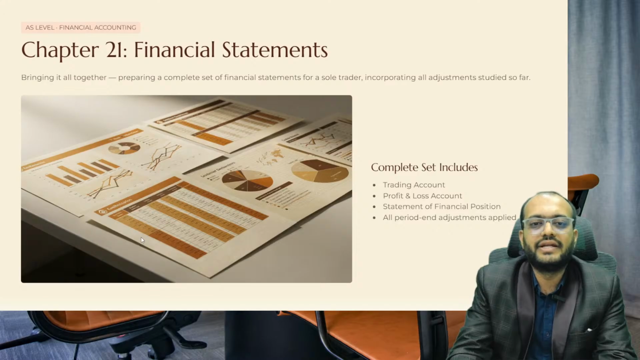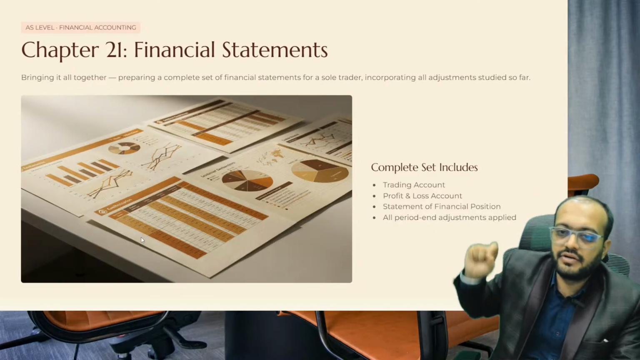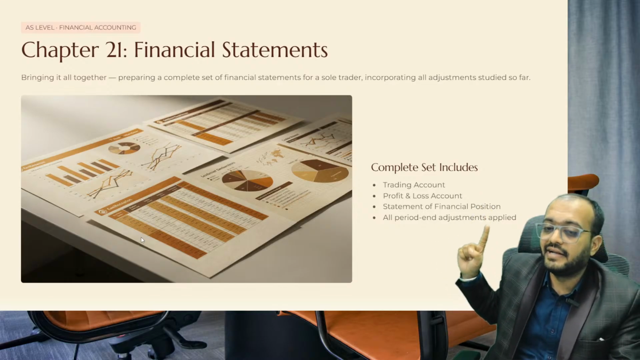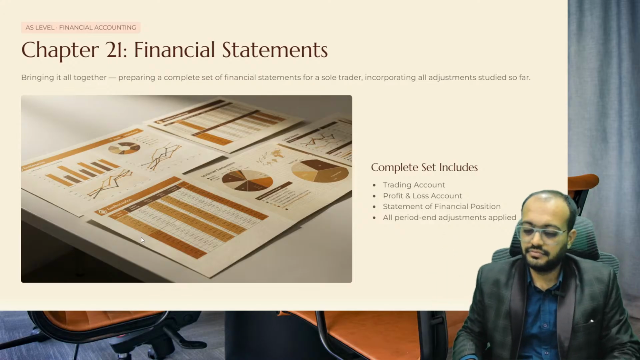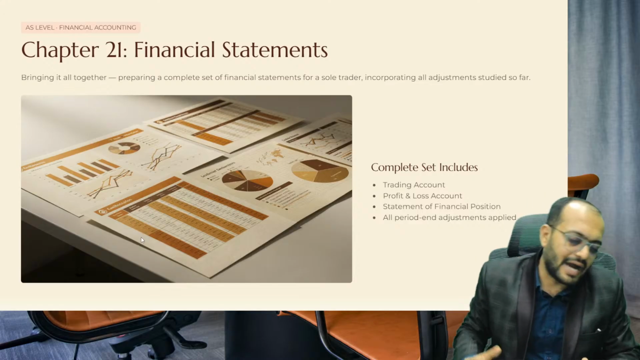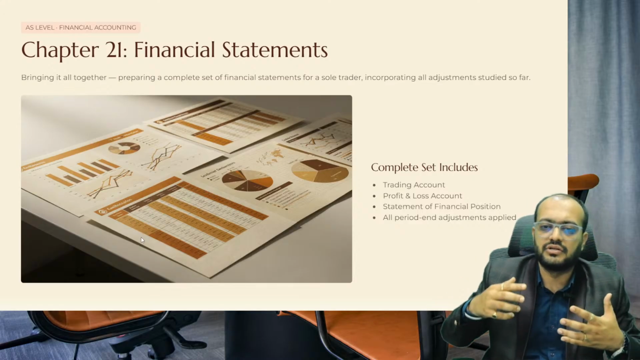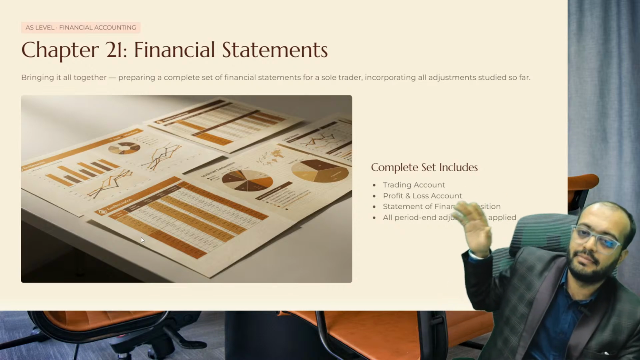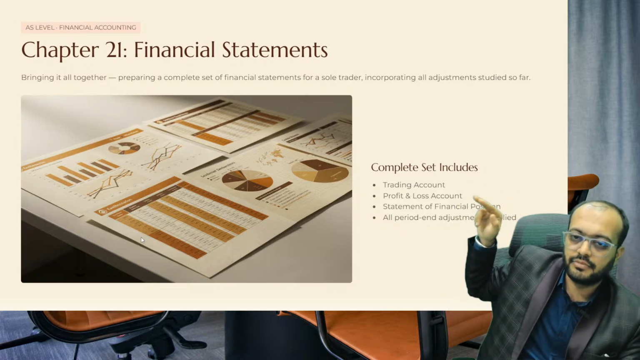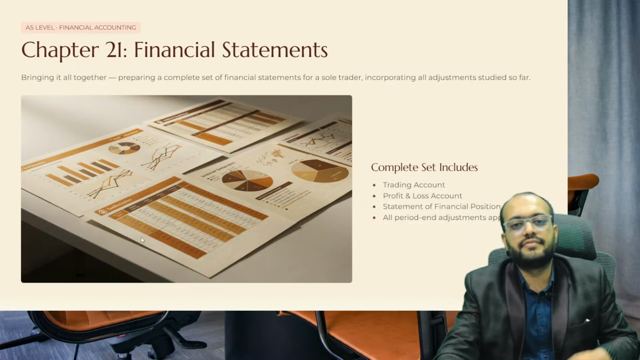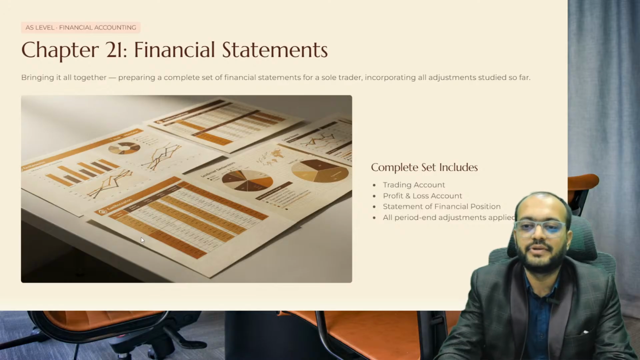Next, chapter number 21, financial statements. Finally, we have to prepare the financial statements, where the trading account, profit and loss account, and statement of financial position are prepared with all period end adjustments applied. Students, here it is not allowed to forget any topic. You have to remember all the topics. These are linked to each other. We already learned multiple topics, and this is the combination of them. The trading account is already done, profit and loss is already done, financial position is already done. This is the combination of all the topics in financial statements. So this is a quite interesting and challenging topic for you.